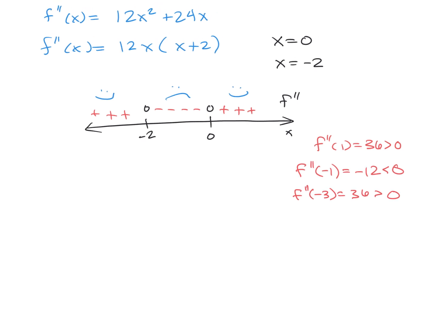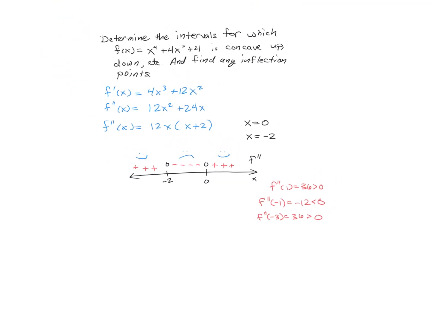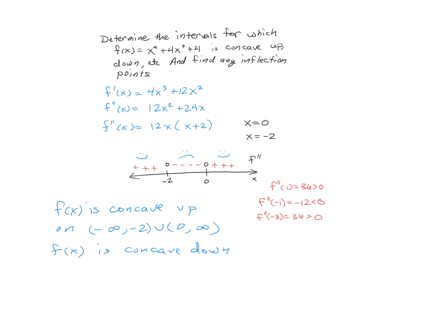So our answer to this question is going to be f of x is concave up on negative infinity to negative 2, union 0 to infinity, and f of x is concave down on the interval in between, which is from negative 2 to 0.